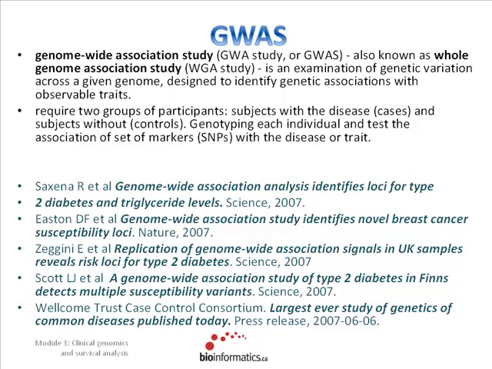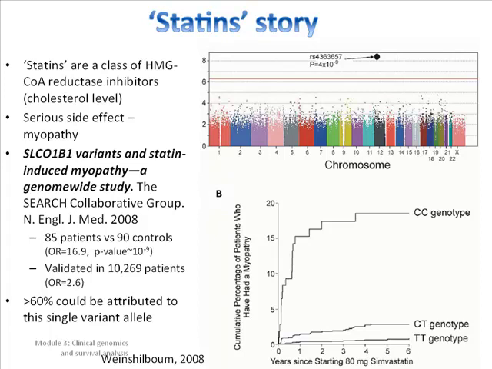But unfortunately, the problem with the GWAS studies is that the odds ratio is pretty low. But there is one example, and this is a statins story. So the statins are a class of drugs that are used for controlling cholesterol level. They are HMG coenzyme A reductase inhibitors. The serious side effect of these drugs is myopathy. And so there was a clinical trial, called SEARCH, commenced to investigate the effect of the drug dose on the patient's response. And as a part of this trial, the researchers investigated patients who had a serious myopathy.